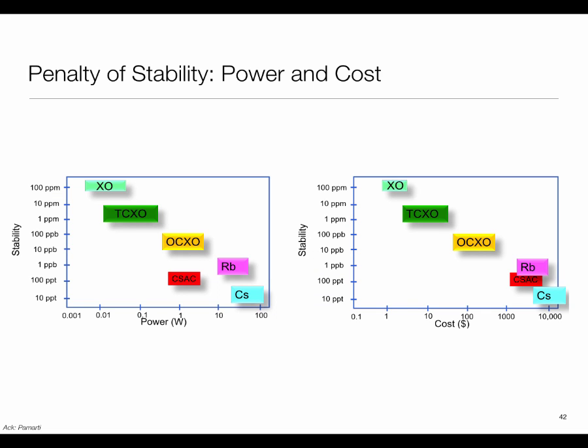So ultimately, the penalty of all of this is power and cost. This is a plot from Professor which shows where some of the current technologies stand. You can easily have power numbers going all the way to hundreds of watts, but stability you can get to 10 parts per trillion. Pretty amazing, but then you are looking at room-level atomic clocks. And likewise for the cost, you can easily go from pennies to thousands of dollars.